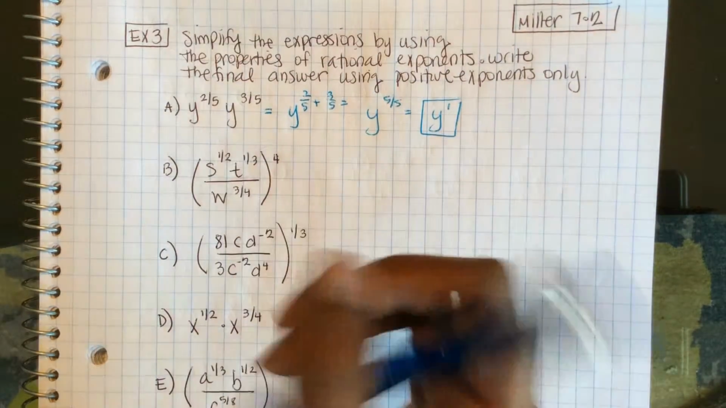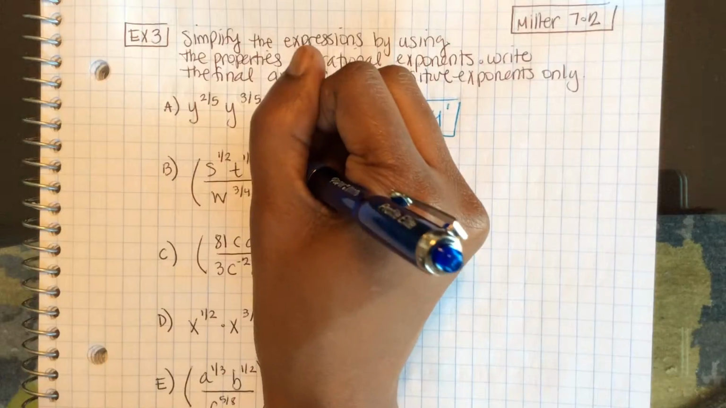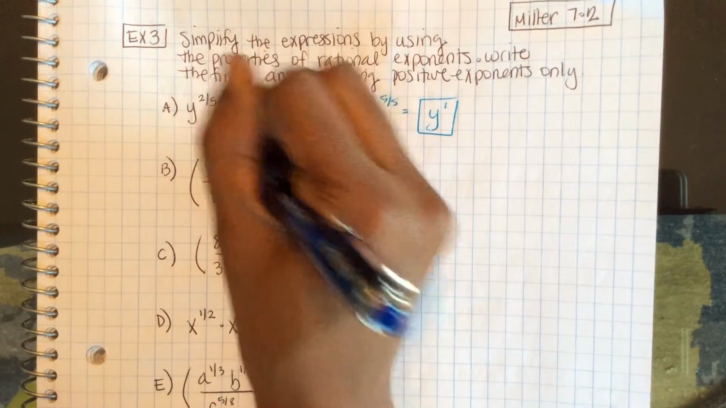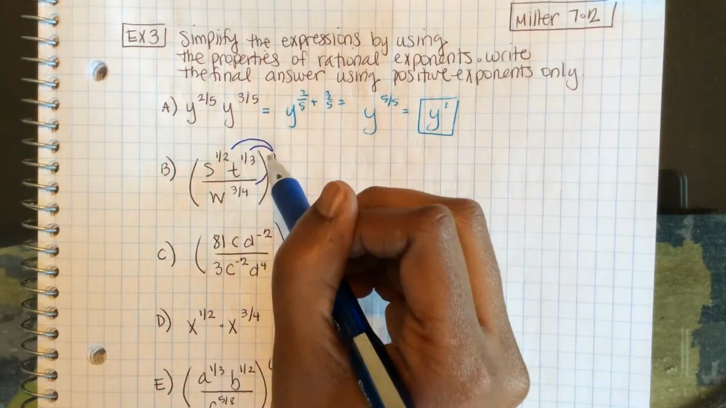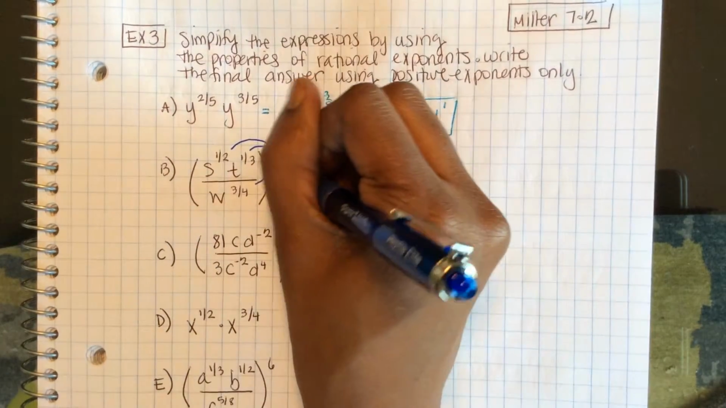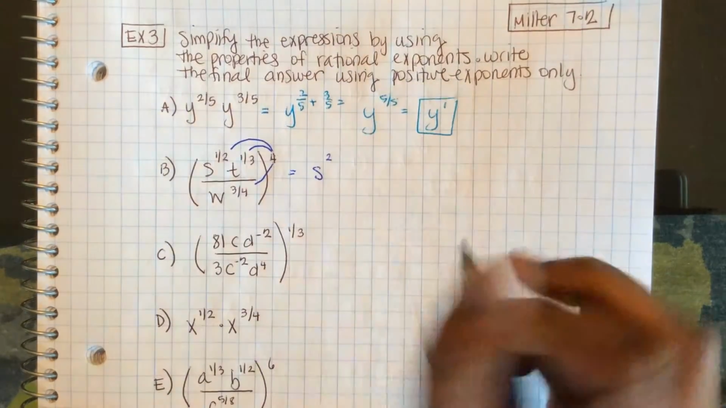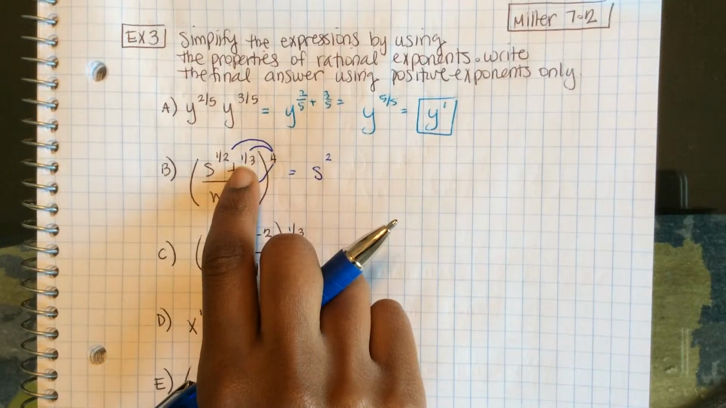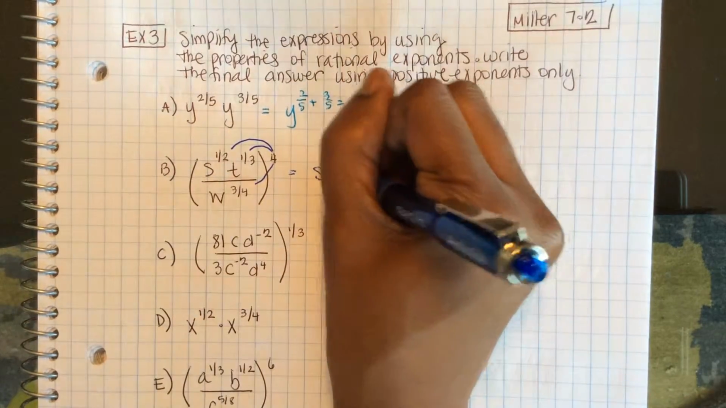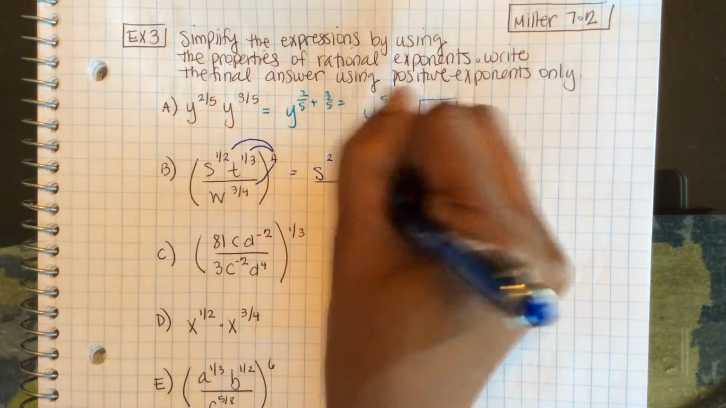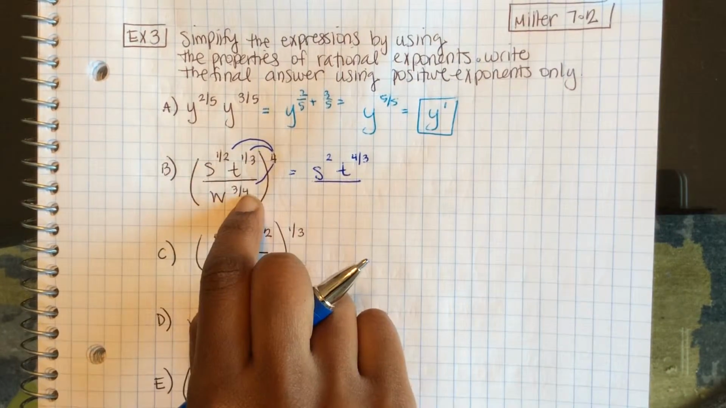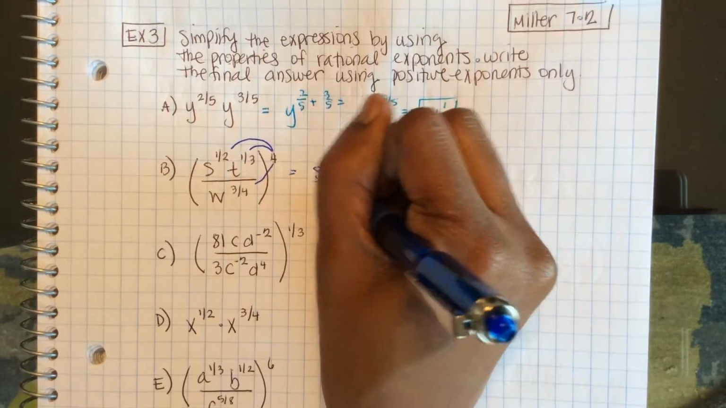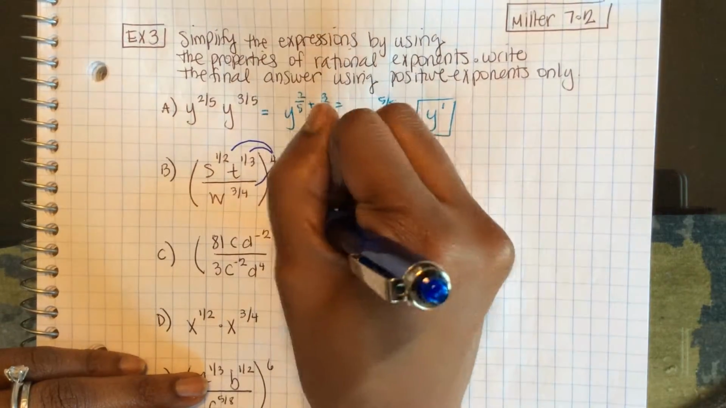Here in part B, if we raise a power to a power, we need to distribute this fourth power to all of my exponents. So 4 multiplied by 1/2 is s squared. 4 multiplied by 1/3 is 4/3. And 4 multiplied by 3 is 12. Divided by 4 leaves w to the third power.